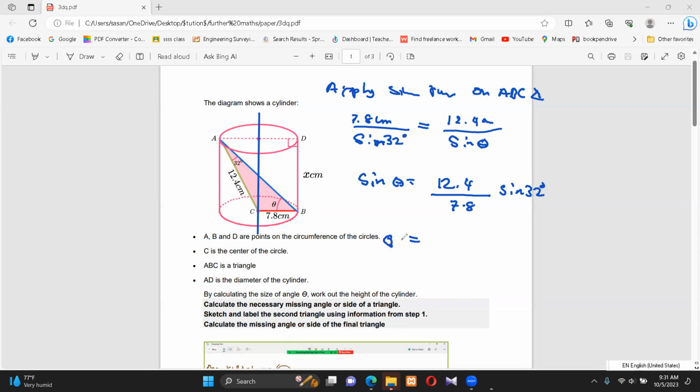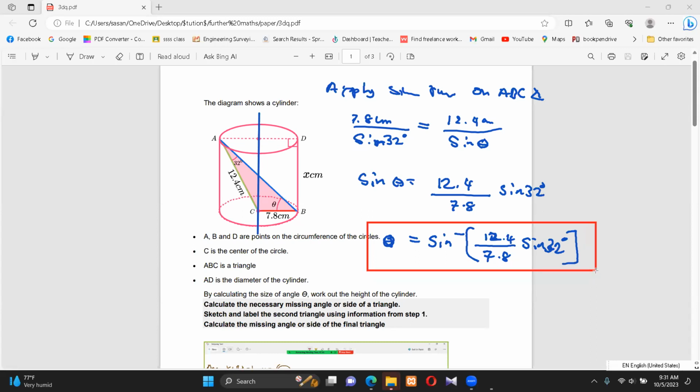Then what we can do is take the sine inverse of both sides, right? Theta equals sine inverse of 12.4 over 7.8 sine 32 degrees, right? This is the answer for the first question, right? So we will compute it. You can use a calculator.